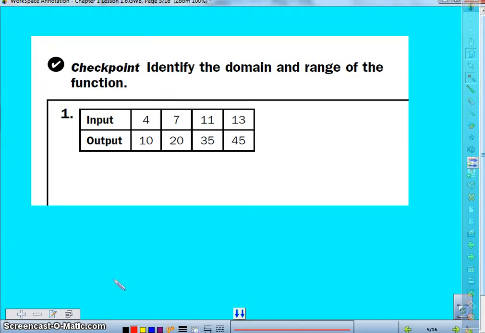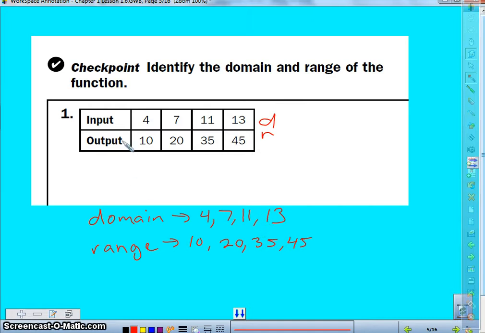Alright, I'll let you check that real quick. Okay, so these were the answers I came up with. The domain is our input values. Our range is our output values right there. And remember, you just have to list them out on that. Later on, we'll have different ranges and things like that. But for right now, just give this certain values.